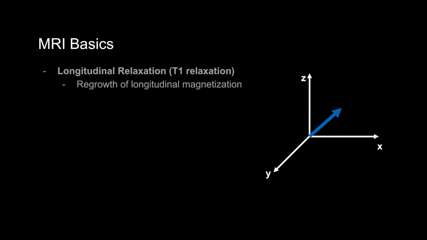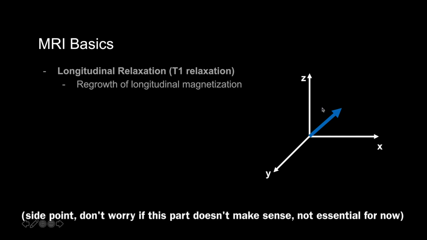So at any given time, different tissues will have different amounts of detectable signal and can be differentiated based on this. If the vector hasn't recovered all the way back into the z-axis, it has a partial longitudinal component. If we apply another RF pulse when it has a partial component, the resultant net magnetization in the transverse plane will be equal to the amount of the z-axis component just prior to the RF pulse.